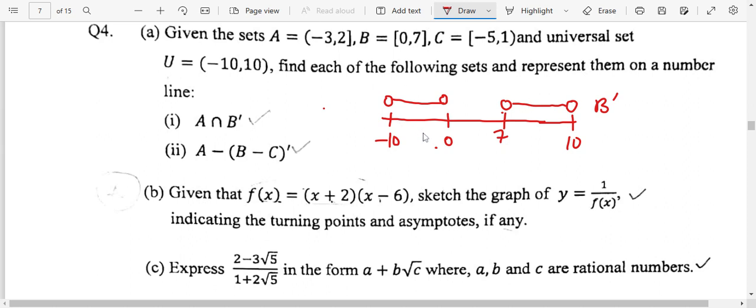And then you get now the set A, which is from negative 3 up to positive 2. We are not including negative 3, but we are including positive 2.